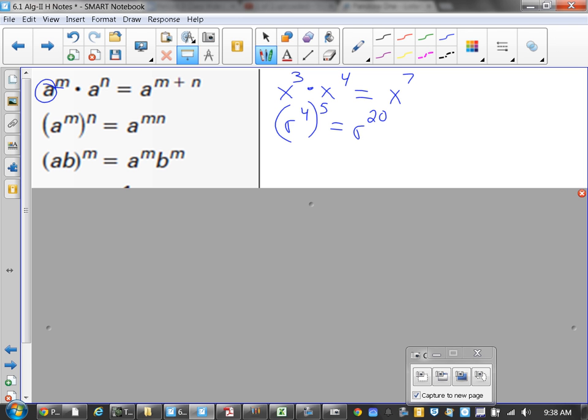Think of this one as the distributive property of exponents. If you have two different things raised to an exponent, when they're being multiplied, each one of those terms inside the parentheses needs to be raised to that exponent. So if you have xy to the 3rd power, remember that means xy times xy times xy, which is x cubed y cubed. Think of it as distributive property.